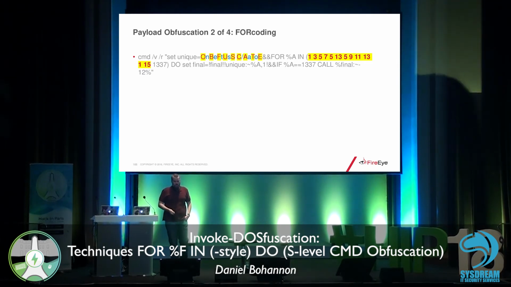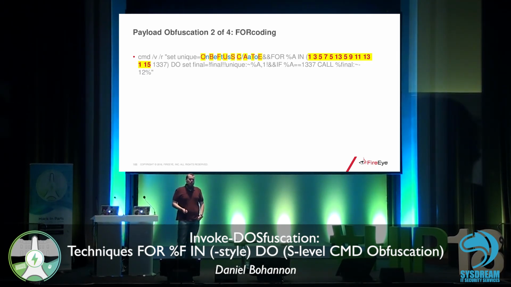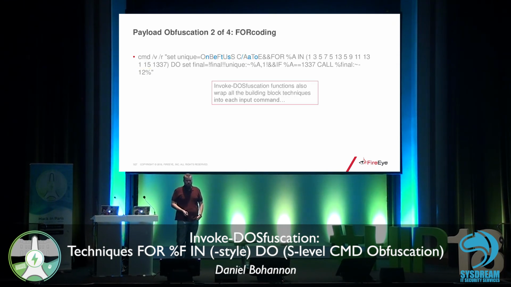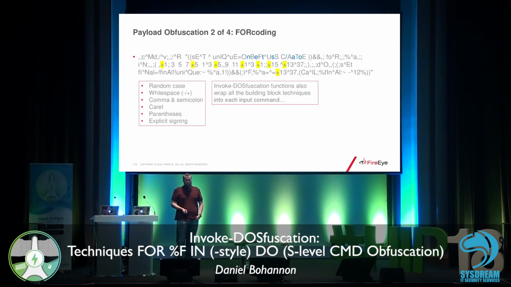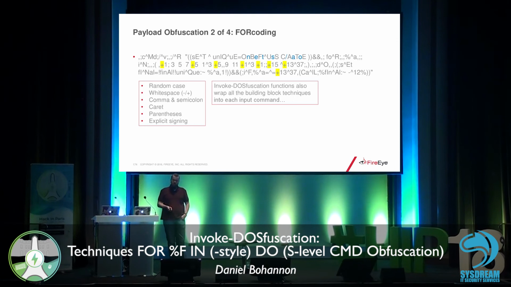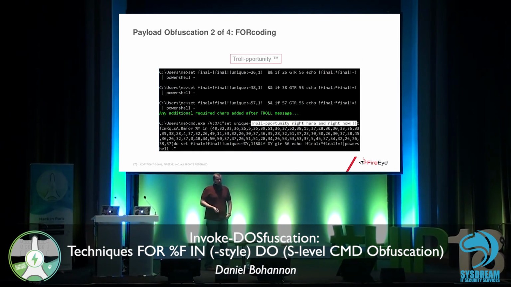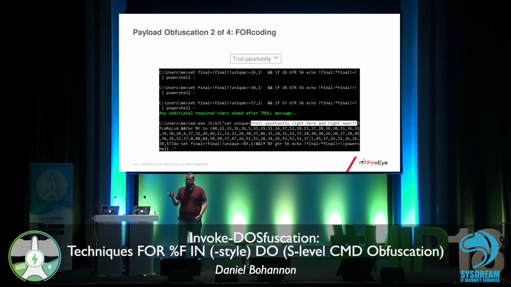And then if you want to up the game, you can add additional characters in there and adjust the index values as well. And as with any of the other ones, DOSfuscation will automatically add the white space, commas and semicolons, carets, parentheses, and, for fun, explicit signing of integers. So it can get pretty crazy. And there's another troll opportunity here. In the tool, you can actually put custom messages to start your unique variable, and then any characters that are missing from your actual input command, it'll just add those at the end. So again, there's nothing to say attackers can't have some fun and make defenders' jobs a little interesting and happy during the day.